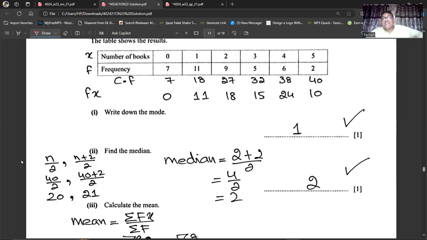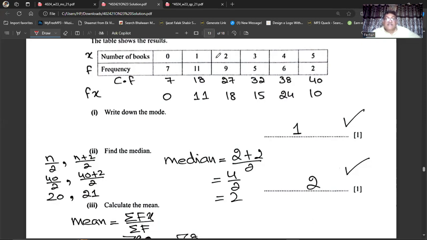So where is the 20th number? In this class, we have 1, 2, 3, 4, 5, 6, 7th number. Here you have 8, 9, 10, 11, 12, 13, 14, 15, 16, 17, 18th number. Here you will have 19, 20, and 21, 22, 23, 24, 25, 26, 27th number. So the 20th number is in this class.